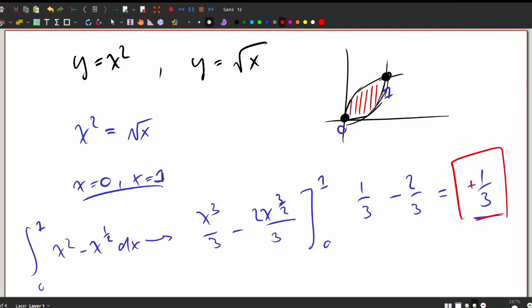This also means that when you have something like this, typically they want you to take the top function and subtract the bottom function. So it would be square root of x minus x squared, and that would be your integral. Because we did it the other way, we got a negative, but just remember, if you end up with a negative number, you can always just take the absolute value of the whole expression, because the area is still the same.